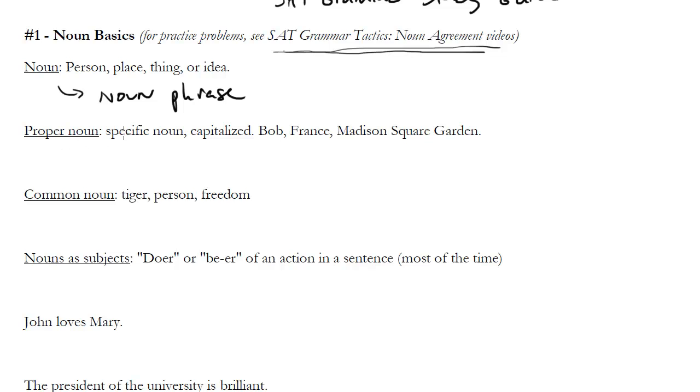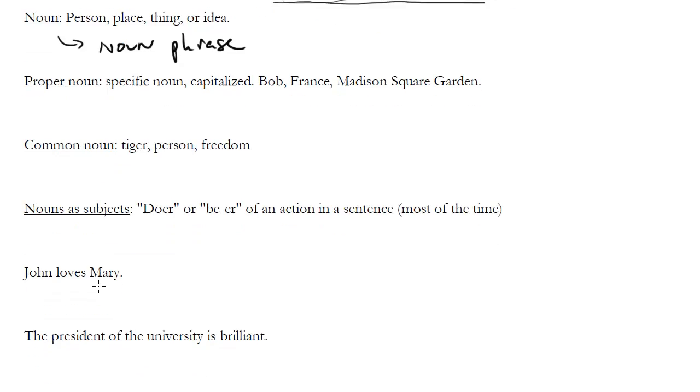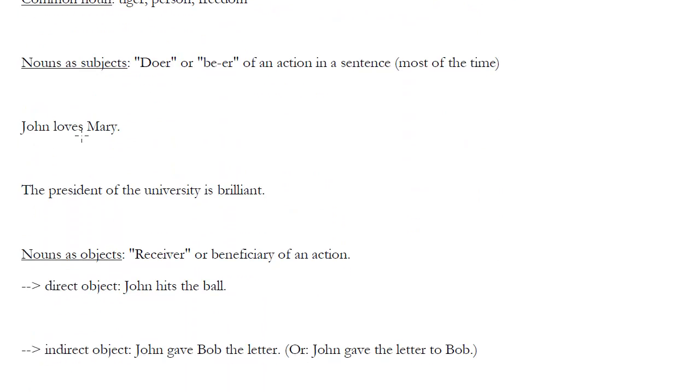A proper noun is a specific noun, and it's often capitalized. So, for instance, Bob, France, Madison Square Garden. Anything that's specific, anything that is special in that way is going to be capitalized. Whereas a common noun, which is what we're going to see most often, is just a basic noun that is not capitalized. So tiger, person, freedom. Now, the main thing to remember with nouns is that nouns can act generally in two ways. They can act as subjects or they can act as objects.